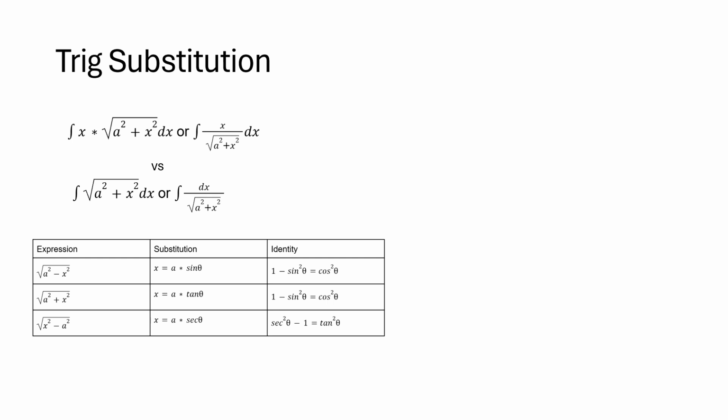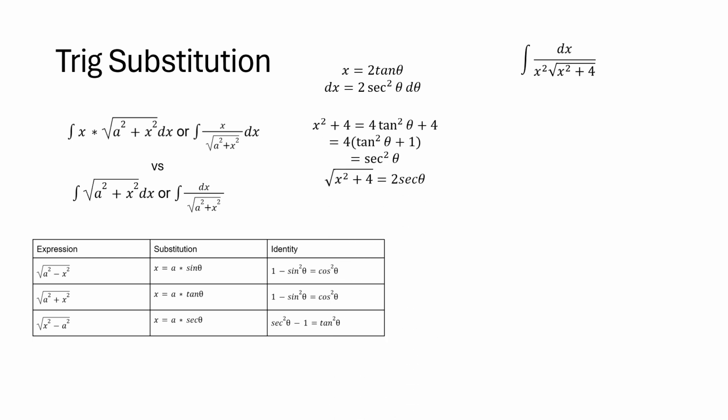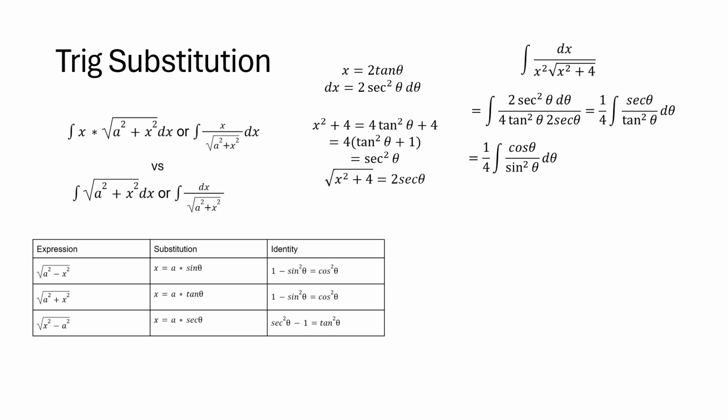Here is an example walkthrough for the integral of 1 over x squared times the square root of x squared plus 4 dx. First, we determine what substitution to use and find its derivative. Then we find what the square root is equal to, and then we substitute those in and simplify using trig. For this integral, we also have to use u-substitution.